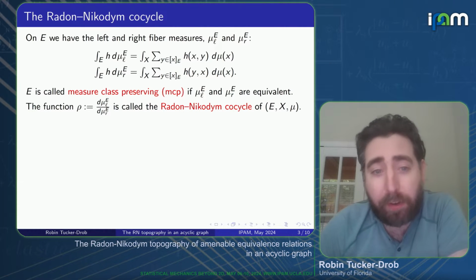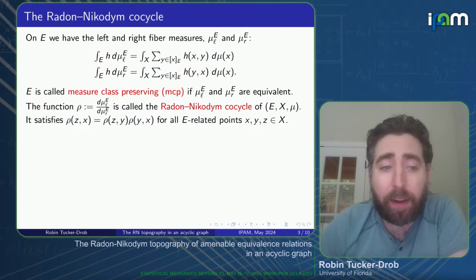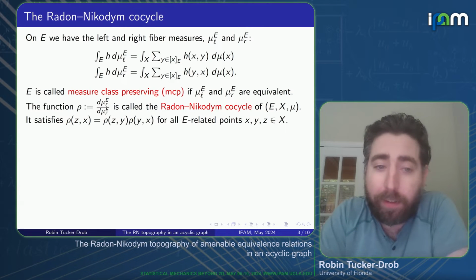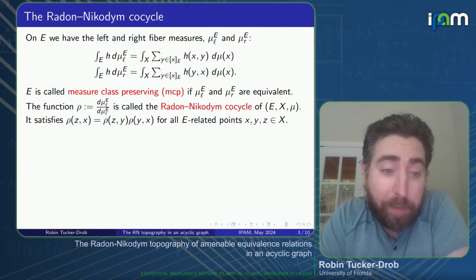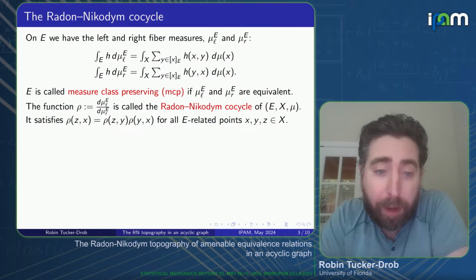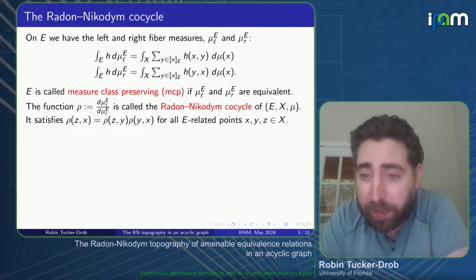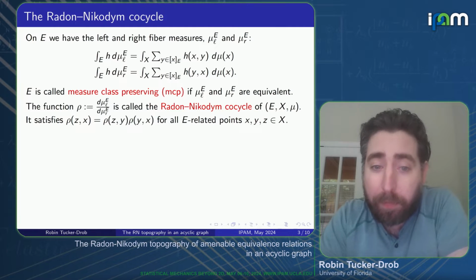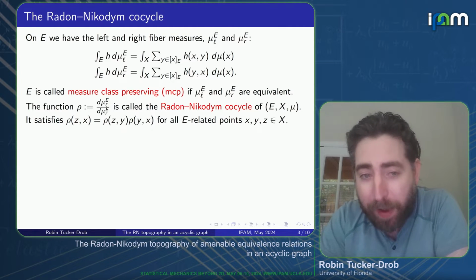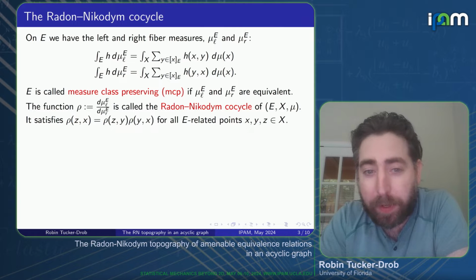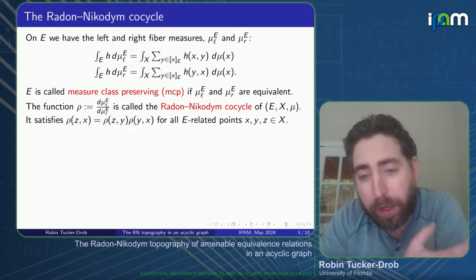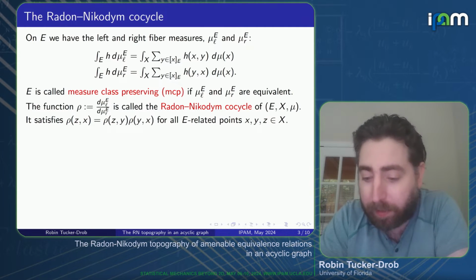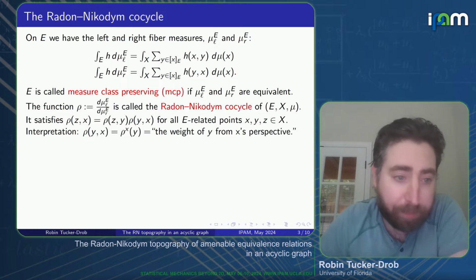The reason it's called cocycle is it satisfies this so-called cocycle identity. Rho of zx is equal to rho of zy times rho of yx for all E-related points x, y, and z. This looks mysterious when stated abstractly, but it becomes something that you can really work with once you understand the interpretation of what this cocycle is.